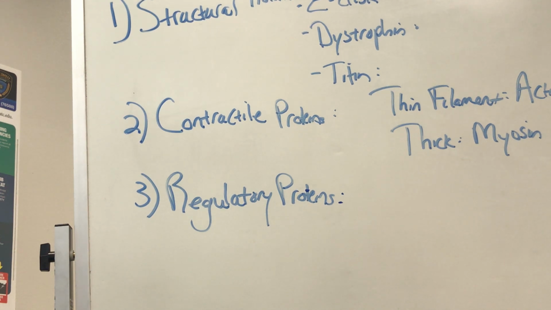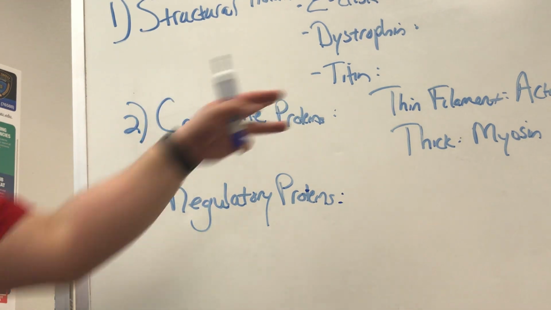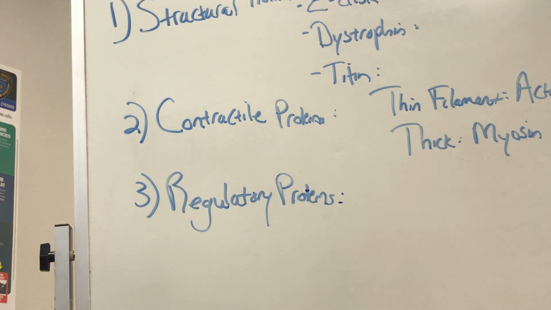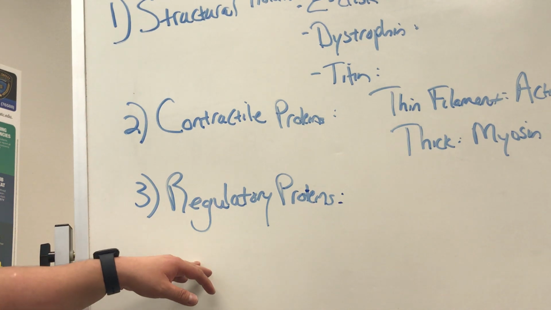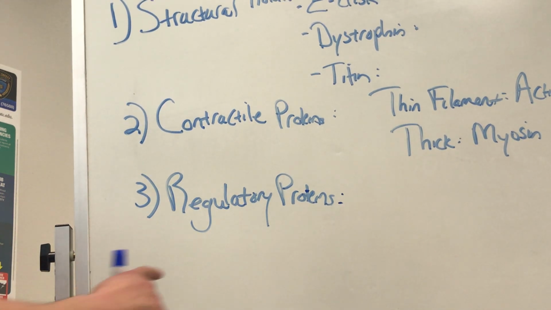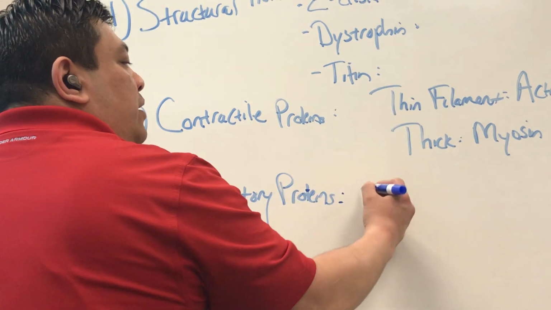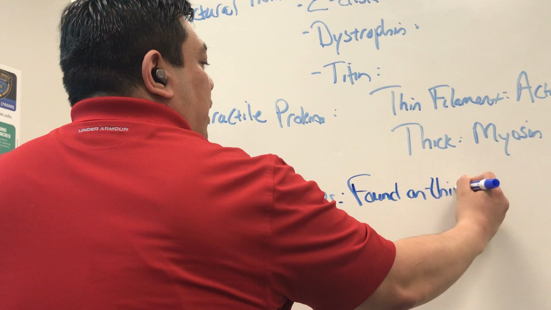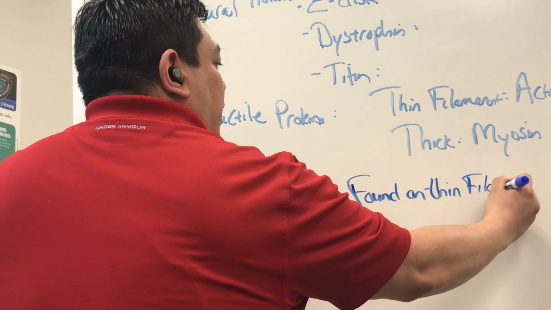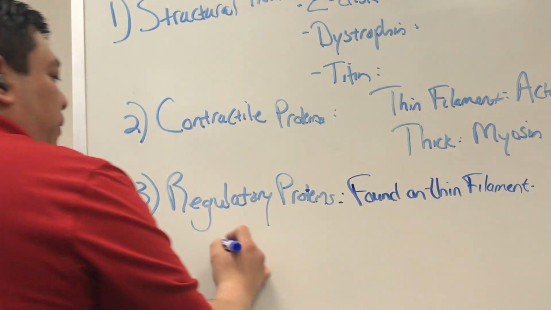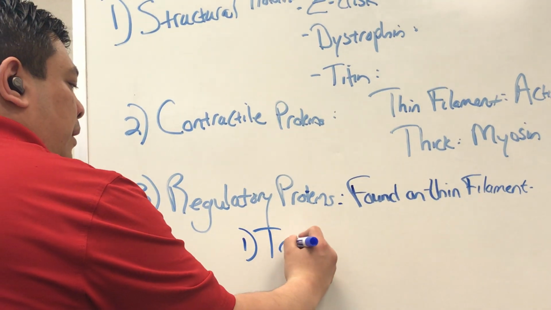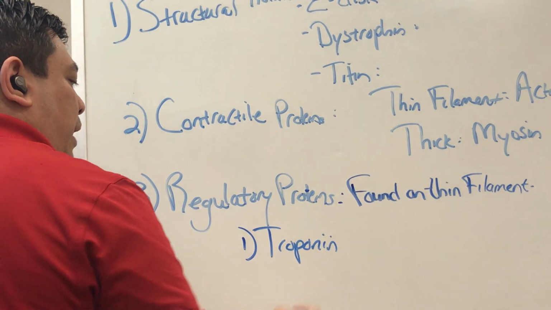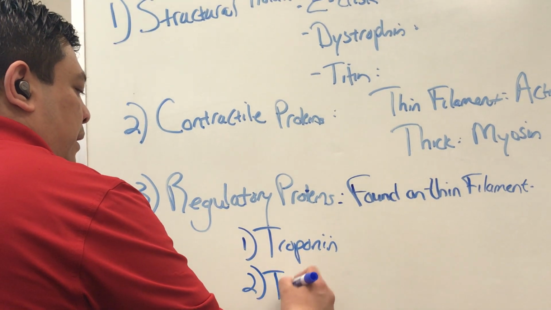And you're screaming in pain trying to stretch it out. That would suck if that happened all the time. So we need a way to regulate when these two proteins, actin and myosin, interact with each other. We want it to interact only when we want intended movement. So we need regulatory proteins that regulate their actions. The regulatory proteins right here are also found on the thin filament. And there's 2 of them. There's troponin and tropomyosin.